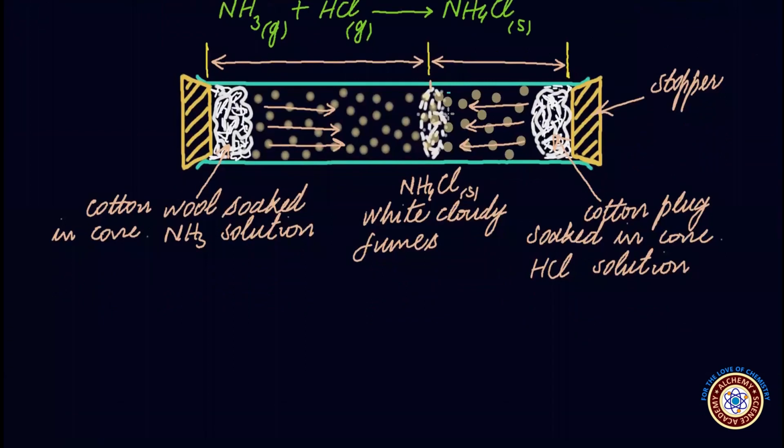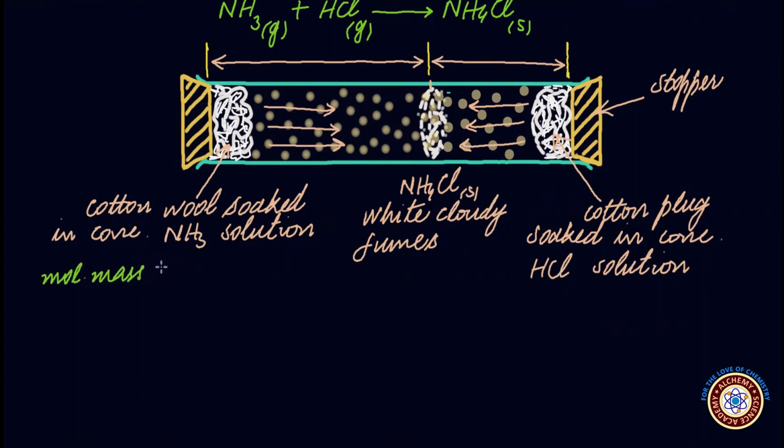So it's obvious from this experiment that ammonia has covered more distance in the given time as compared to the particles of hydrogen chloride gas. It is actually because particles of ammonia are lighter.